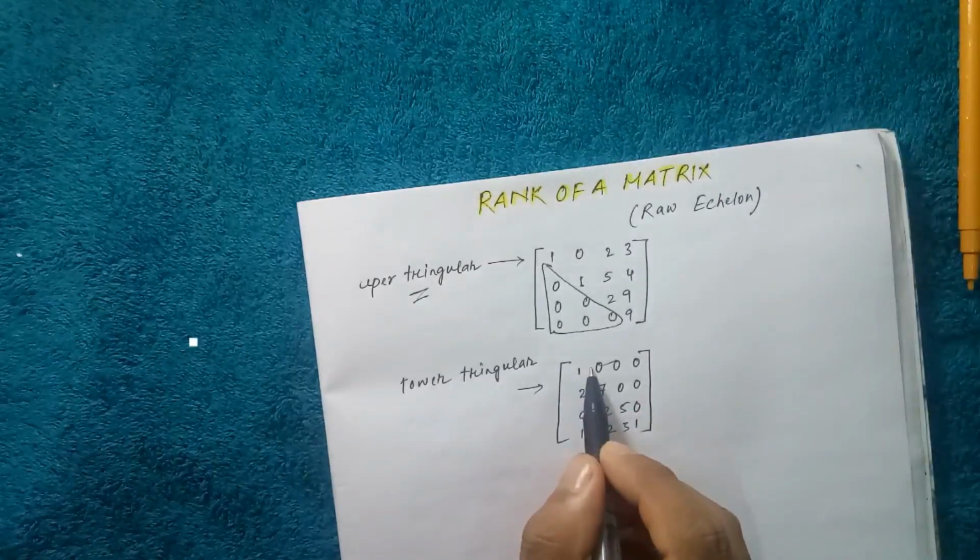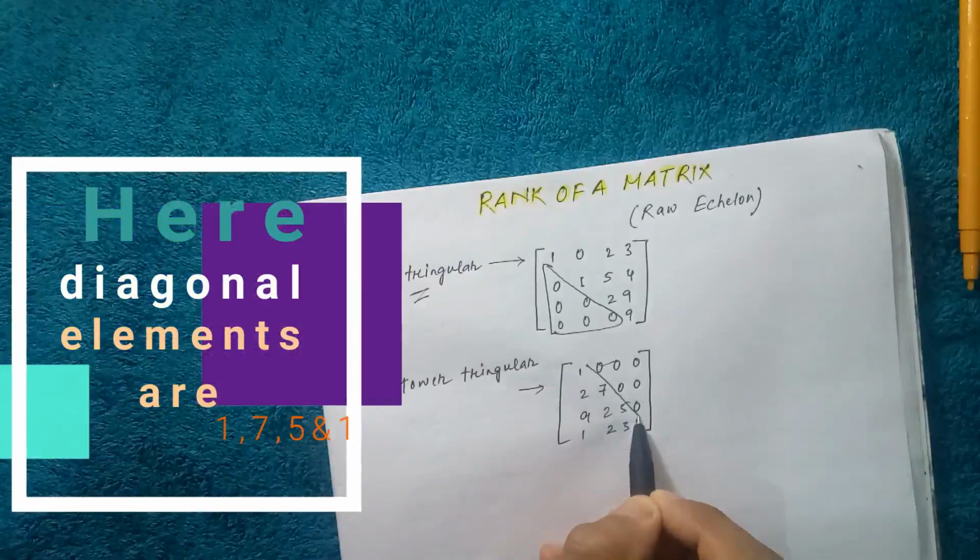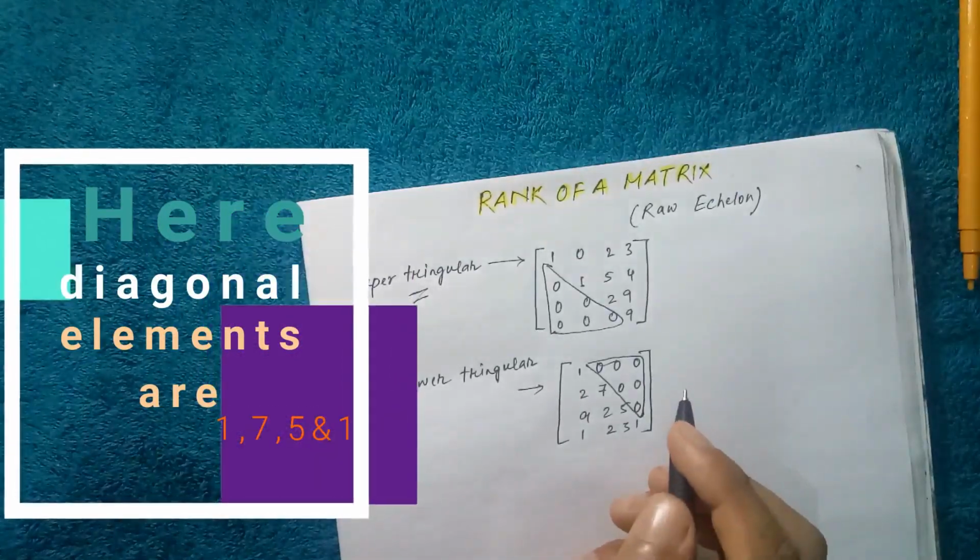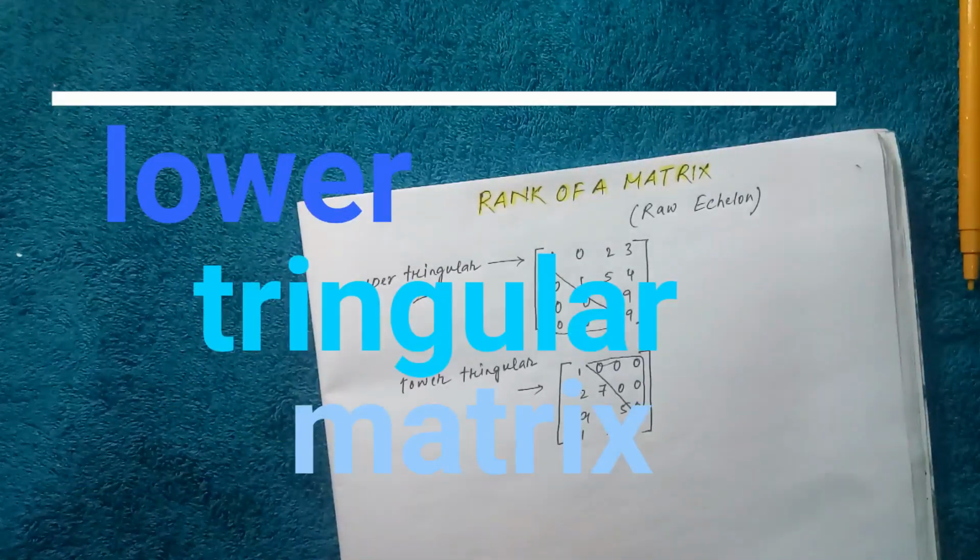Here all the elements which are above the diagonal element are 0. So this type of matrix we denote as a lower triangular matrix.